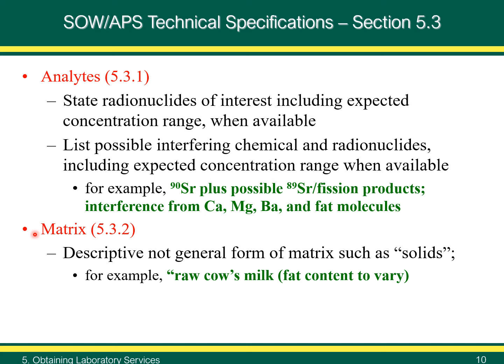Section 5.3.2 of MARLAP addresses matrix. The SOW should contain unambiguous descriptive matrix designations and not a general form of the matrix, so that the laboratory can select an appropriate method. In our example, we talked about raw cow's milk, with fat content that can vary.